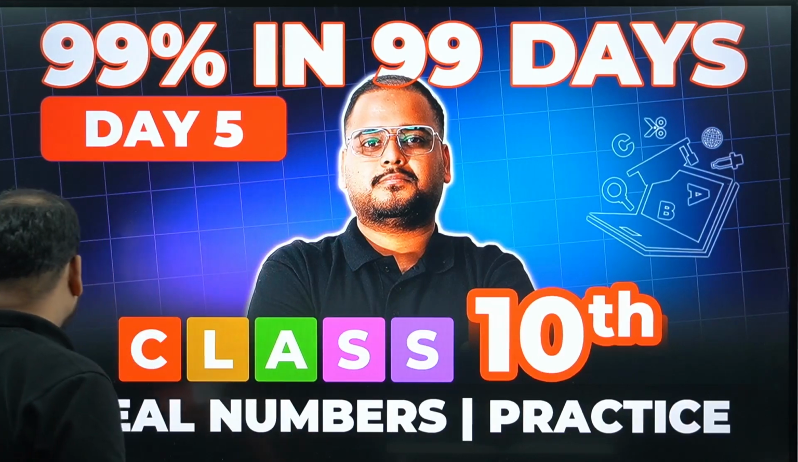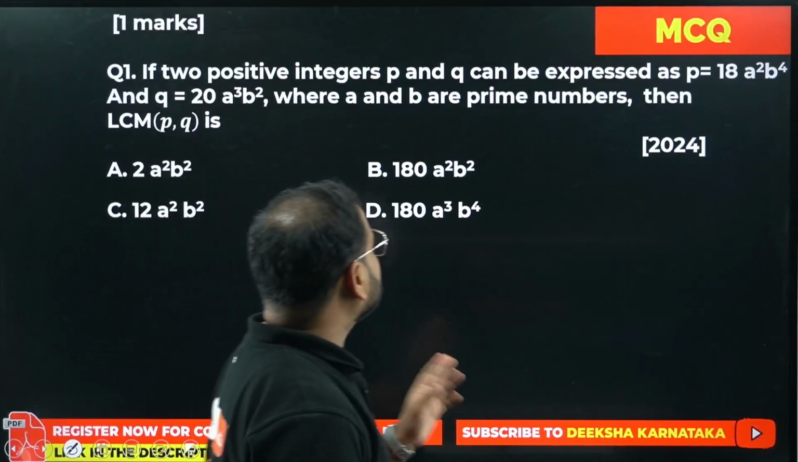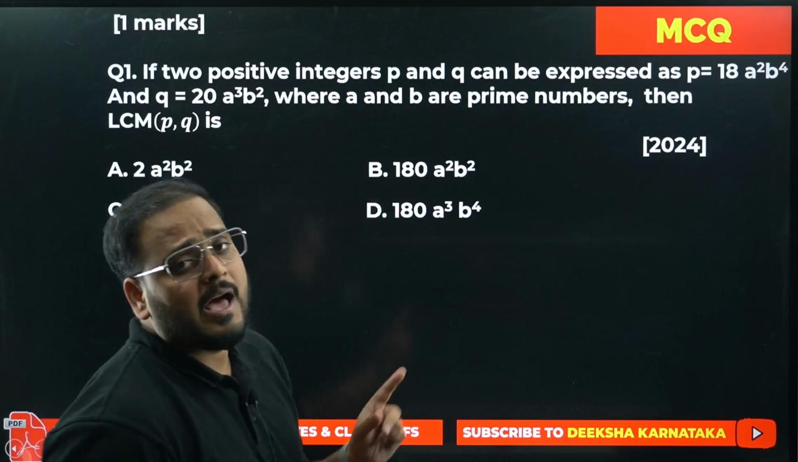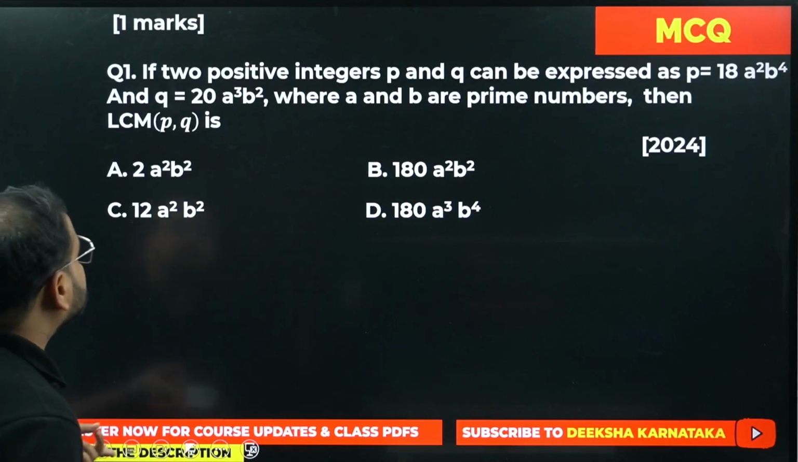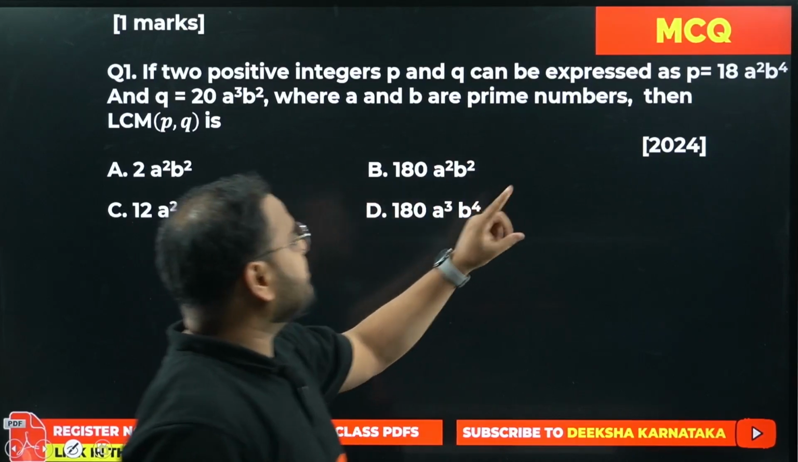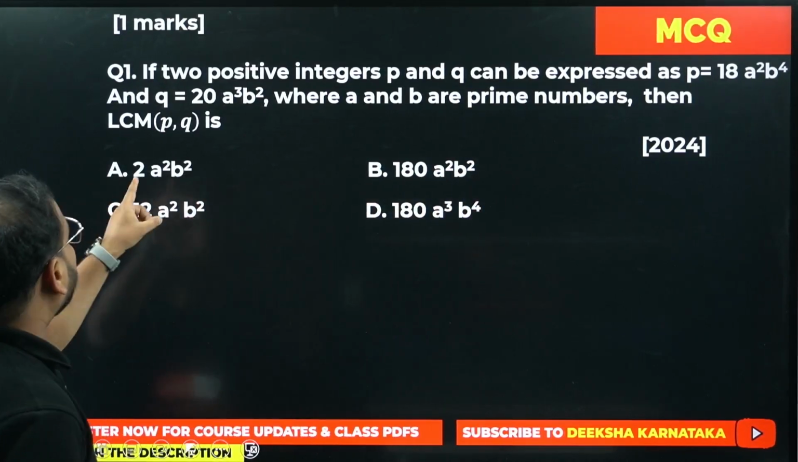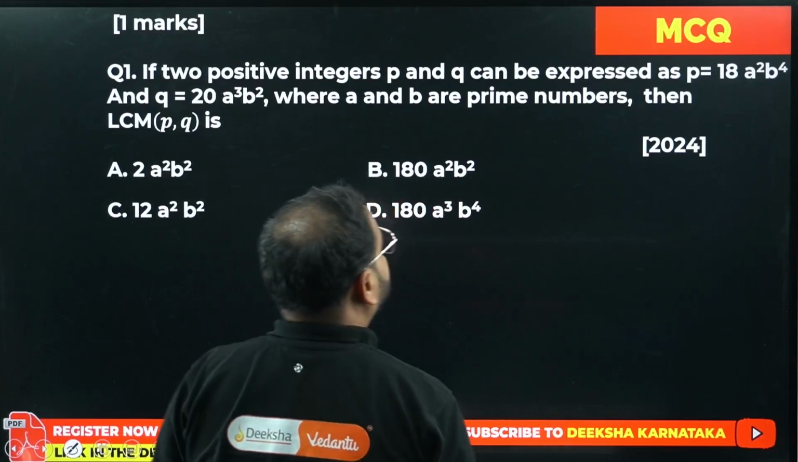Chaliye. So the first question coming up is: if two positive integers p and q can be expressed as p equals 18a square b power 4 and q equals 20a cube b square, where a and b are prime numbers, then the LCM of p and q is what? So first we'll write the numbers.